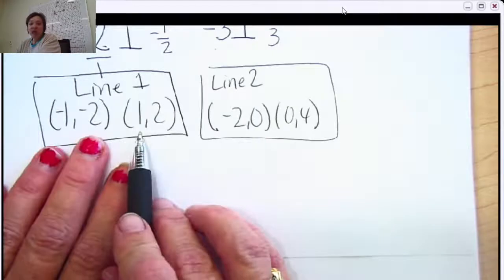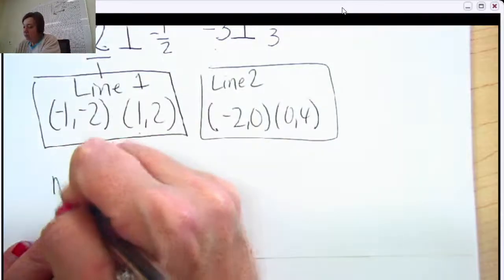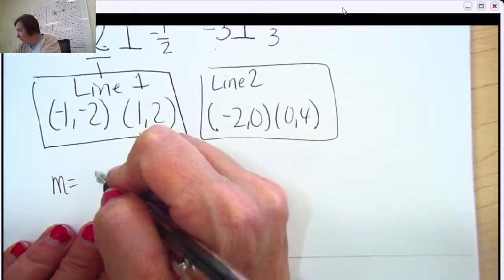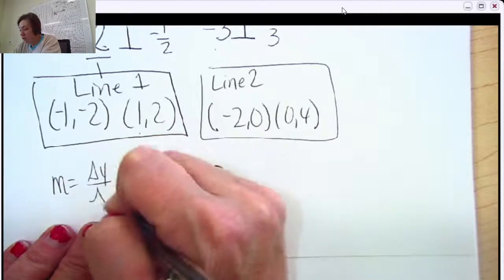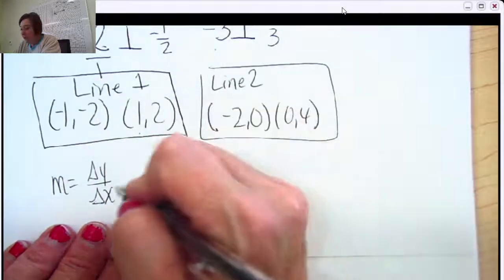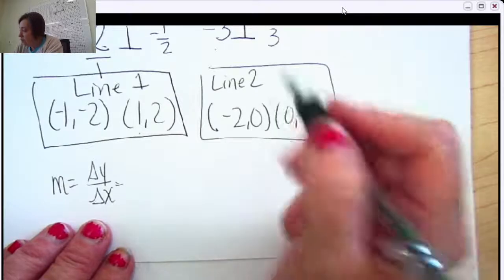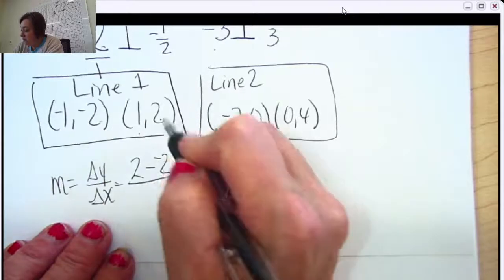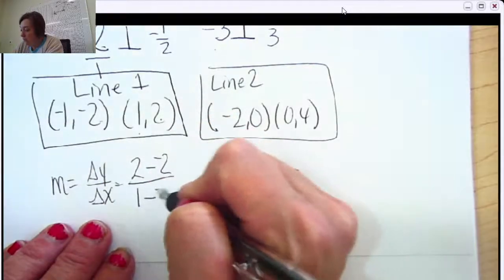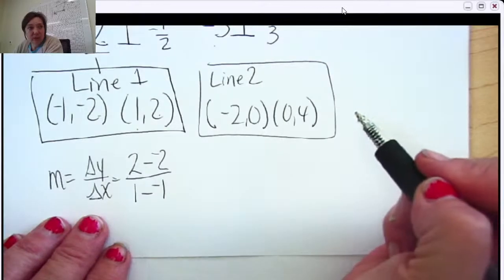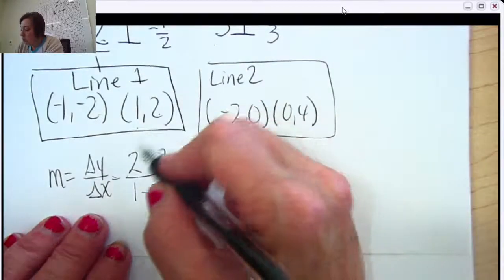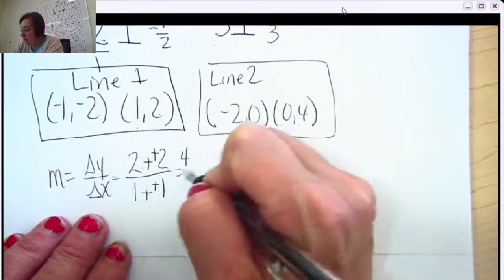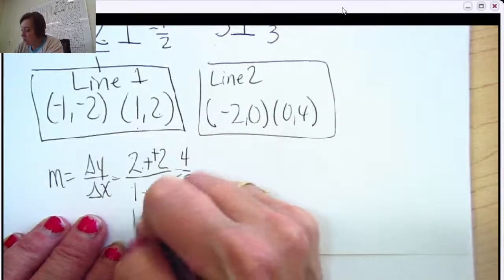So how do we find the slope of this line? Rise over run, right? So change in y over change in x. Change in y just means we're subtracting 2 y's. So I would do 2 minus -2, and on the bottom, 1 minus -1. So 2 minus -2 is going to be 4, and 1 minus -1 is going to be 2, right? So this slope is going to be 2.